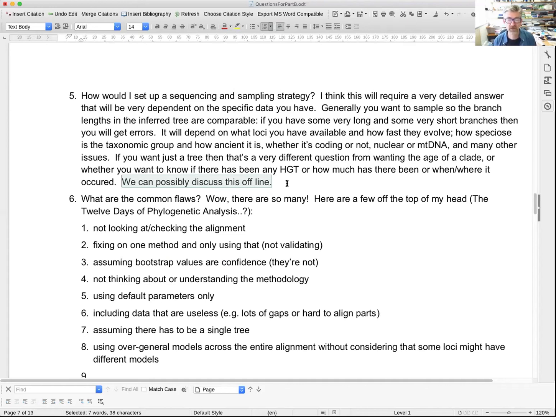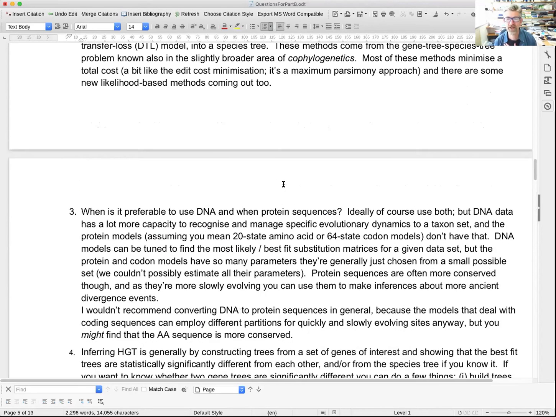It's a common question, but it always depends on what you're trying to get out of your analysis, your budget, the taxa involved, and so on. Okay, so that's part way through Paul's question.